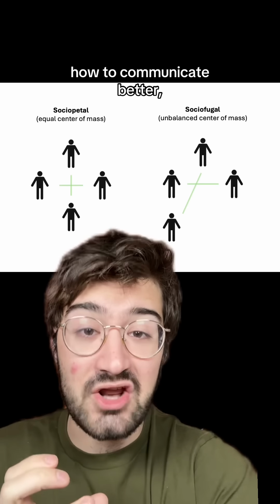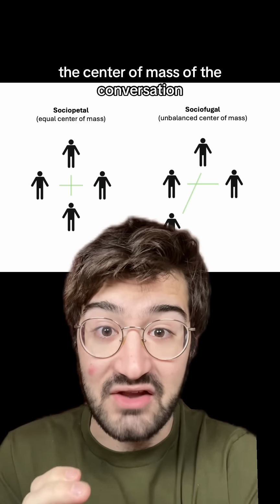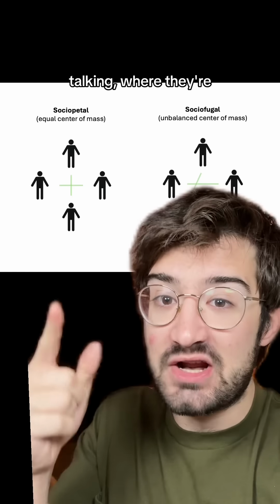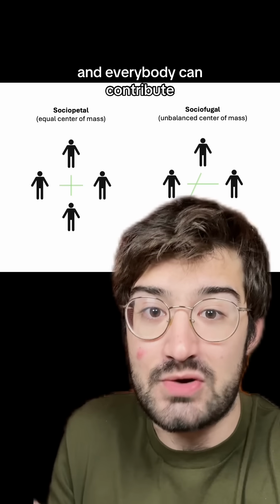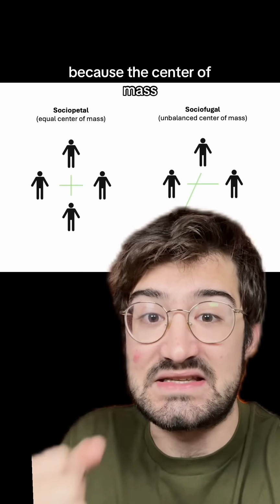If you want to understand how to communicate better, you have to find what I call the center of mass of the conversation. Imagine a group of 4 people talking where they're all spread out the same distance. This is called a sociopetal grouping, and everybody can contribute equally to the conversation because the center of mass is in the middle of the discussion.